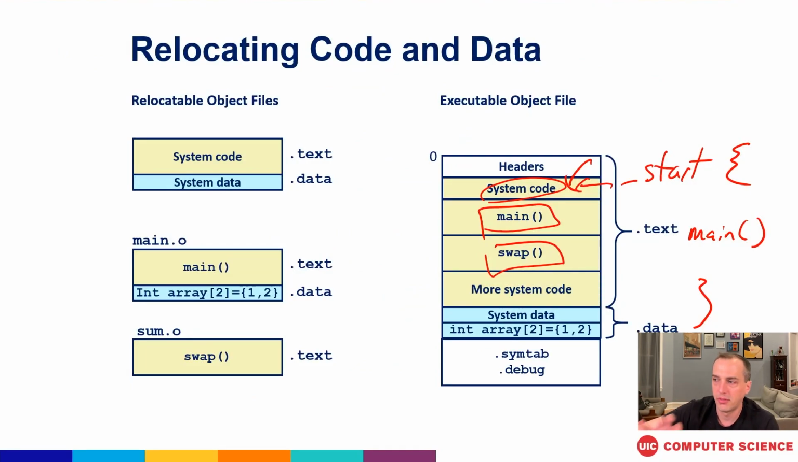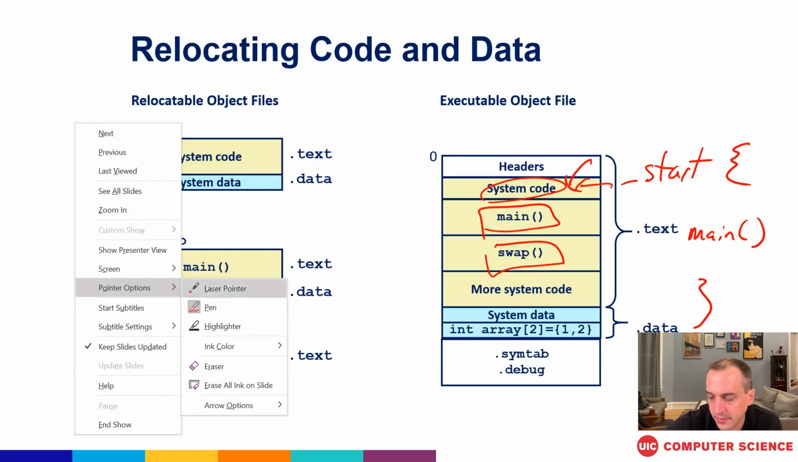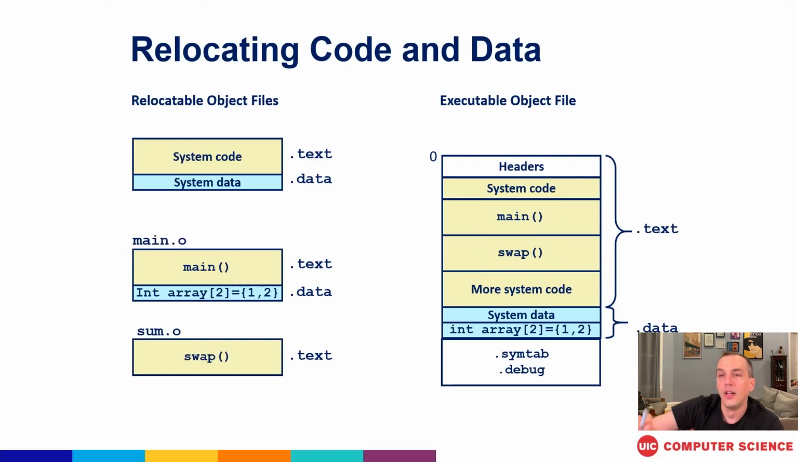So relocation is, if we can recall from this slide, let's get rid of all of our ink real quick. So if we recall from this slide, this is the first step of the entire relocation process. The first step is to take all of those individual text sections, all of those individual data sections, and smush them together into one nice big text section and one nice big data section.